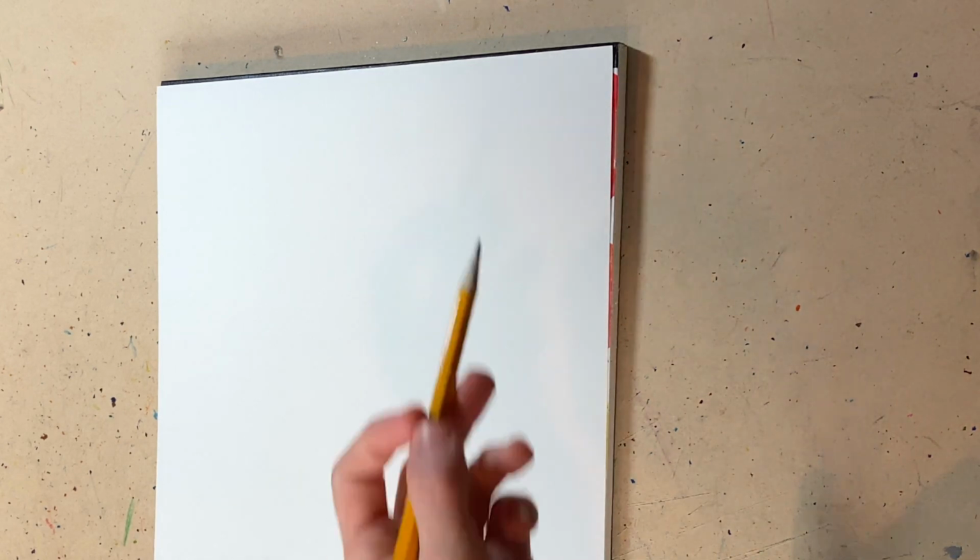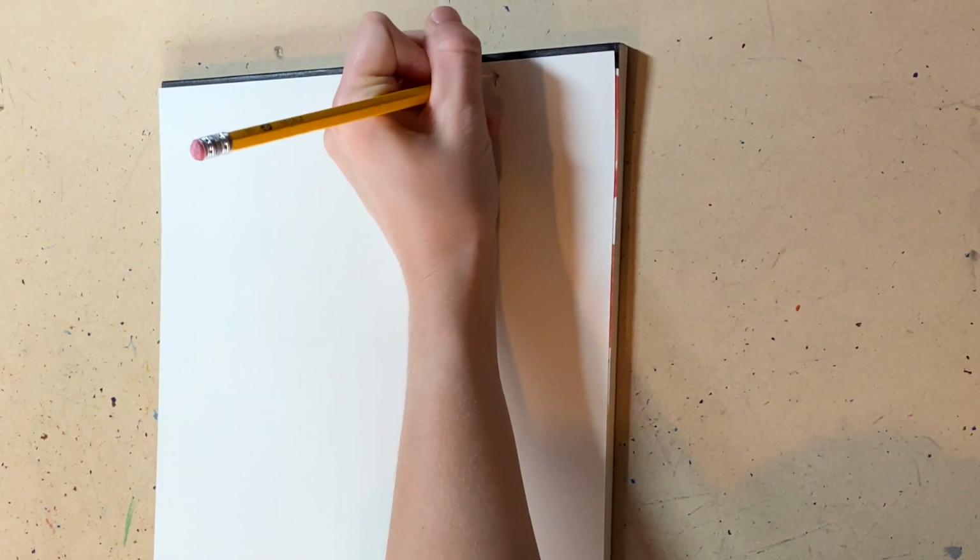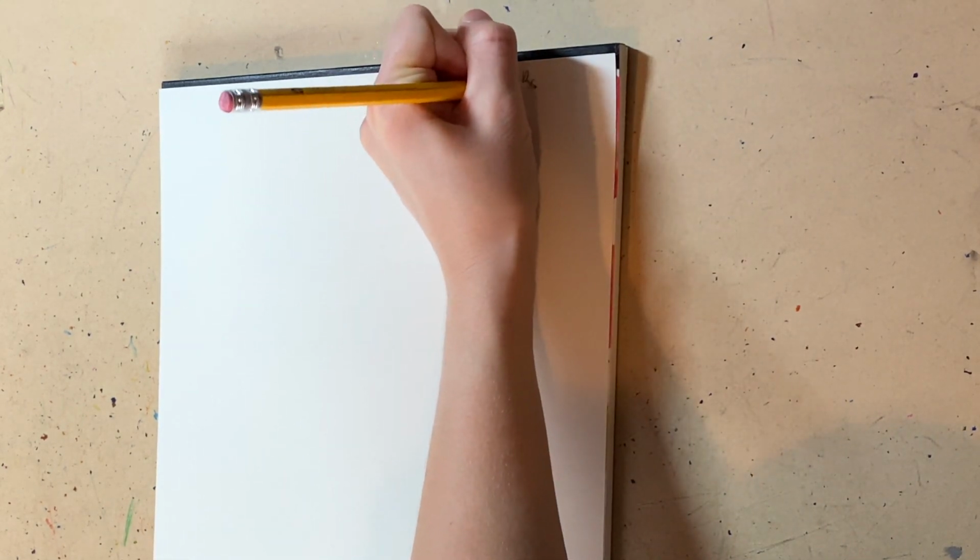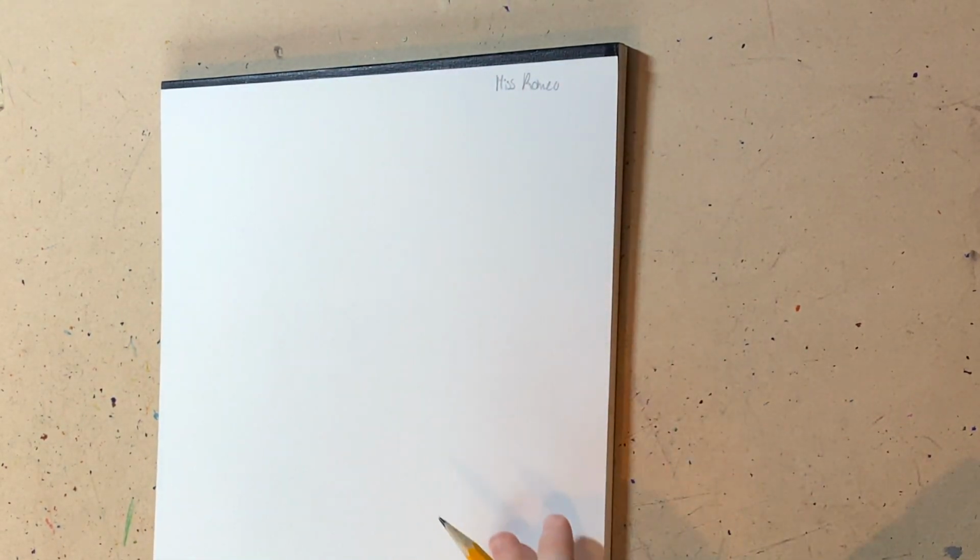And then we want to write our name on the top. Either you're going to write your name on the left side or here, which is the right side. You're going to flip it over because we do not want our name on the front.